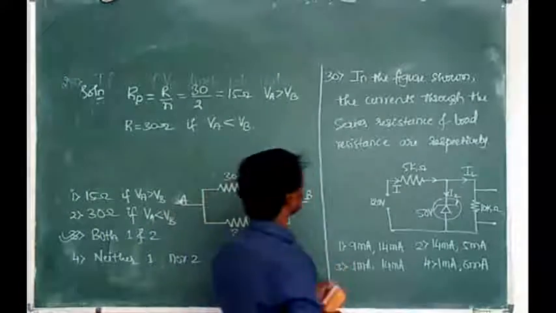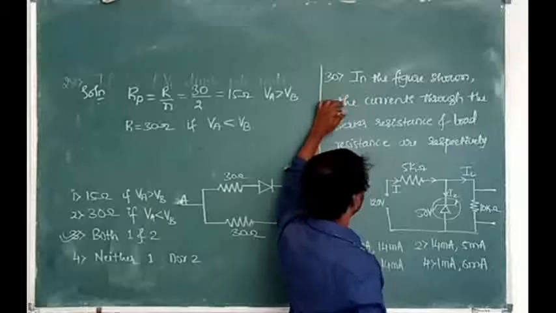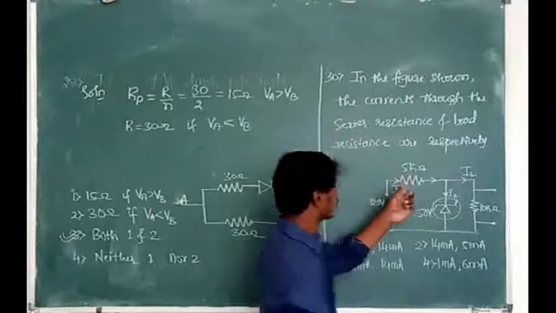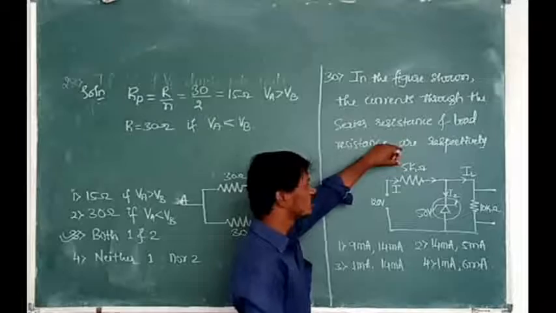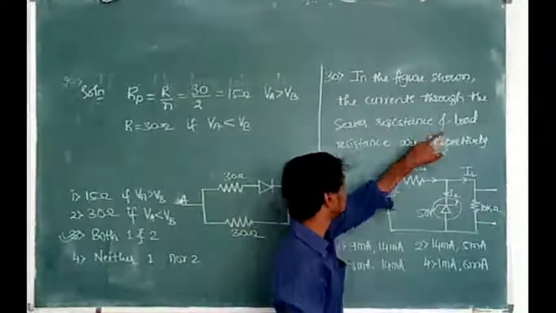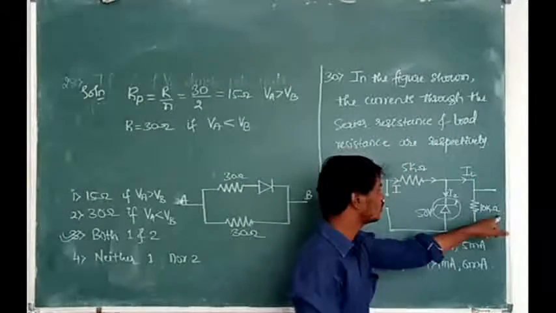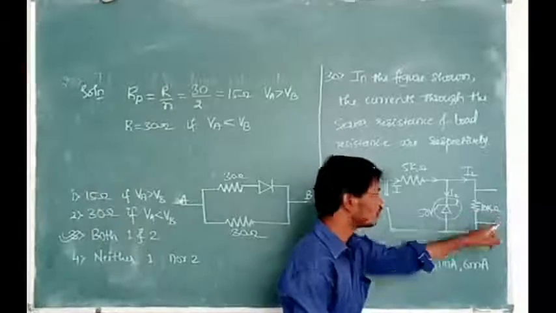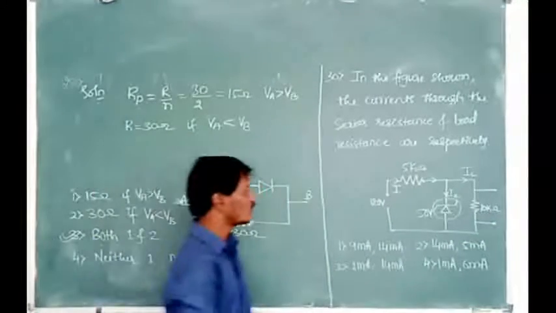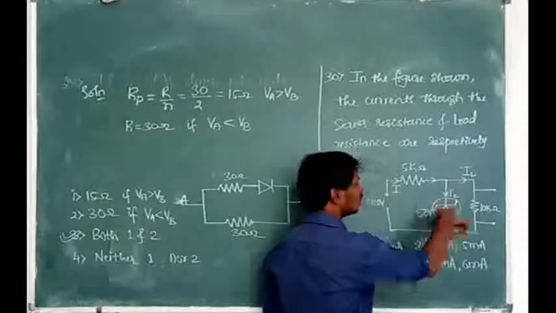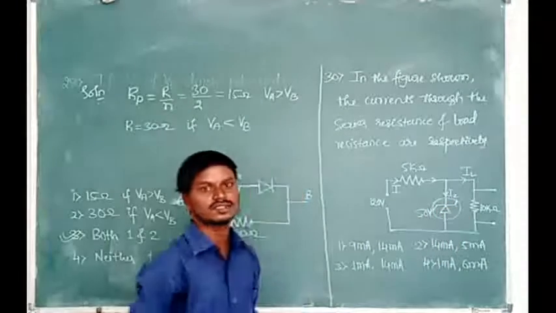Next, in the figure shown, the currents through the series resistance. Which is the series resistance? Just see the figure here. The series resistance is 5 kilo ohm, and the load resistance is 10 kilo ohm. Across the load resistance, we are going to get the output. And what is this symbol? It is nothing but a Zener diode. Already we studied about Zener diode.